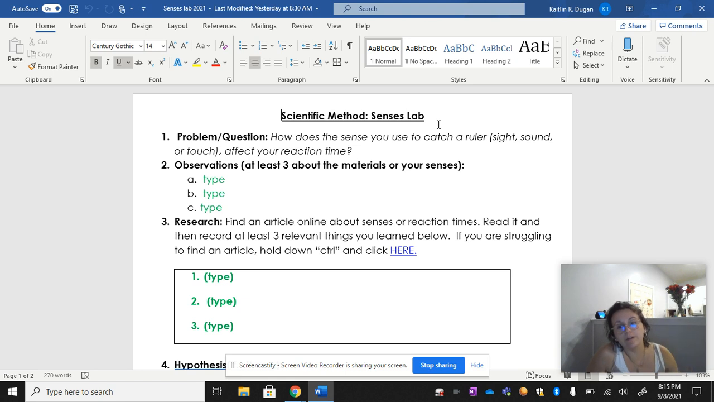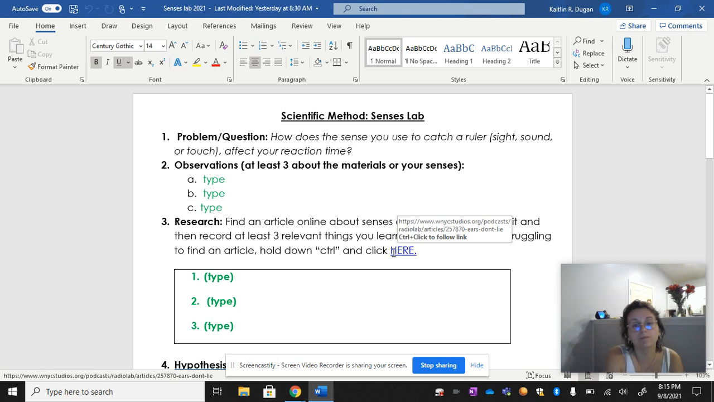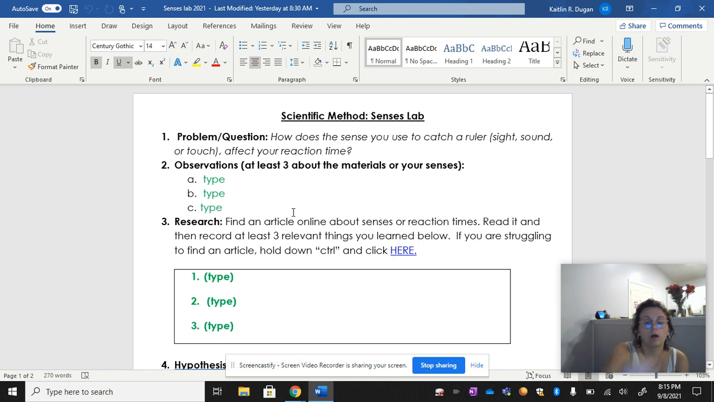Now, number 3, you need to find research. Now, I have given you an article here. As you can see, it's a hyperlink. You can use this article to research about your senses or your reaction time, okay? Now, many of you who like sports or are interested in sports, there is a lot of information about reaction time and different sports, all right?